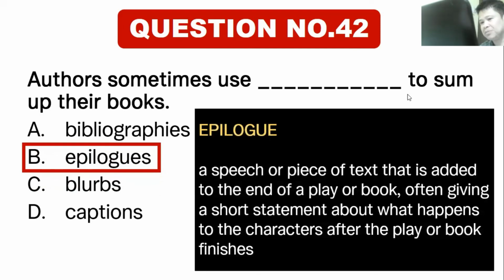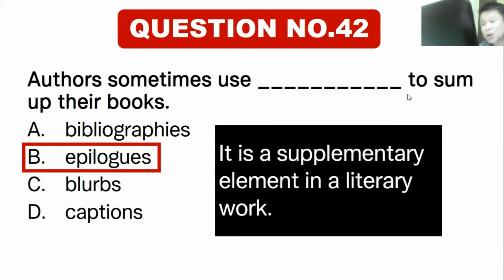What is an epilogue? An epilogue is a speech or piece of text that is added to the end of a play or book, often giving a short statement about what happens to the characters after the play or book finishes. So it is put towards the end of a book or play. It is a supplementary element in a literary work.